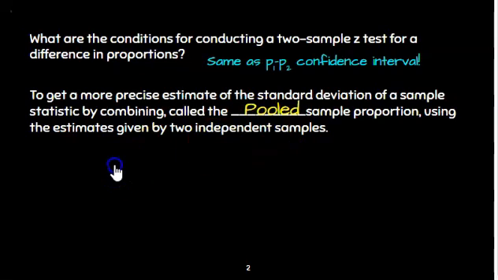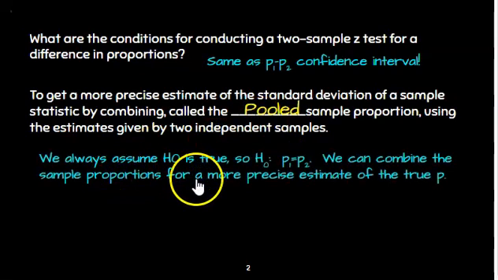So what does this mean? It means this. We assume that the null is true, right? We assume that P1 is equal to P2. That's the assumption we make when we do these tests. And because of that, we can combine the sample proportions for a more precise estimate of the true proportion.